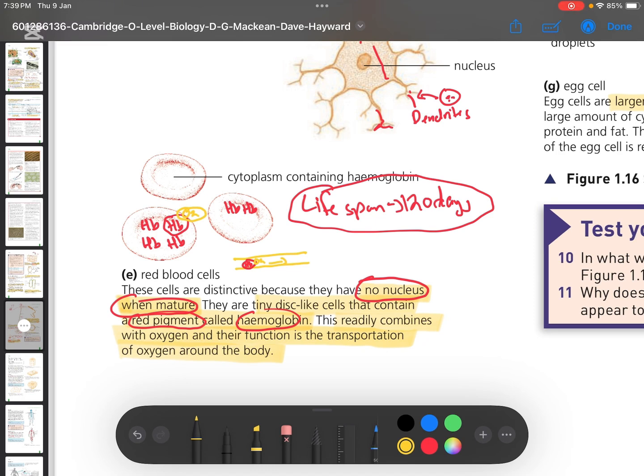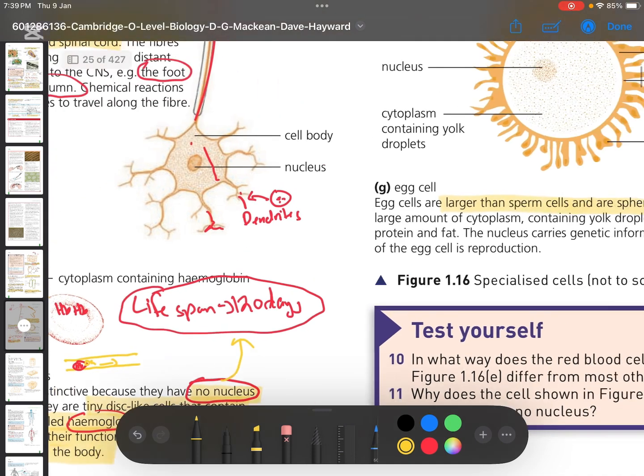Okay, so hemoglobin is a red pigment, helps oxygen bind to it and helps in the transportation of the oxygen. All right, and we have to also know that RBCs do not have a nucleus, and that's exactly why they have a lifespan of 120 days.